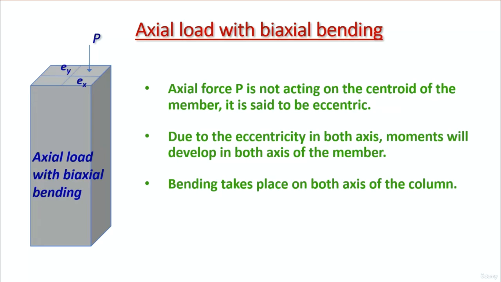Next one is axial load with biaxial bending. Biaxial bending means the load will act away from both axes. That means X axis as well as Y axis. You can see here this load is acting away from the X axis as well as Y axis. The axial force P is not acting on the centroid of the member, so this is eccentric. Due to this eccentricity in both axes, moment will develop in both axes of the member. So in biaxial bending, bending takes place on both axes of the column.